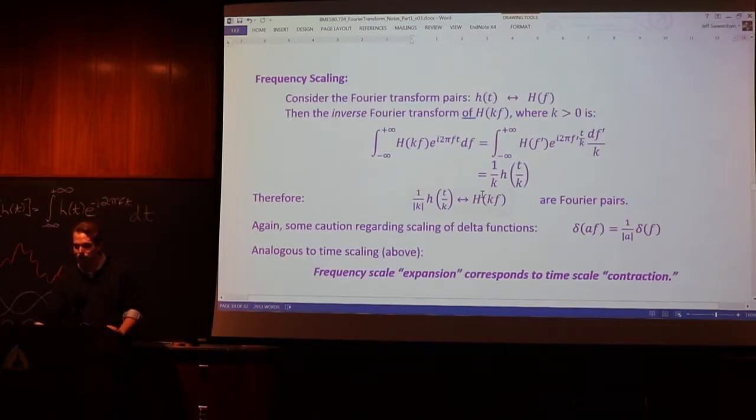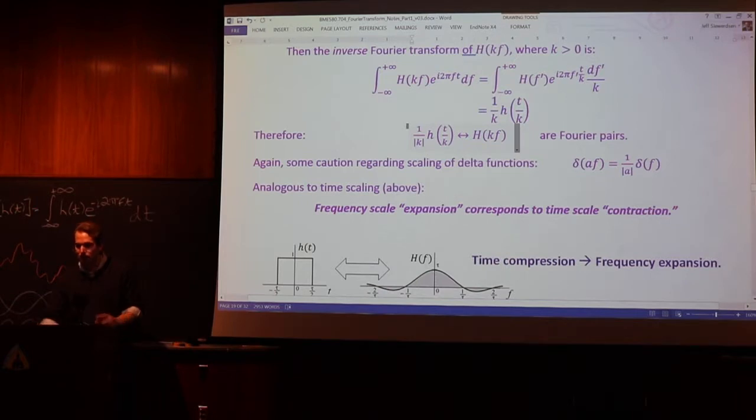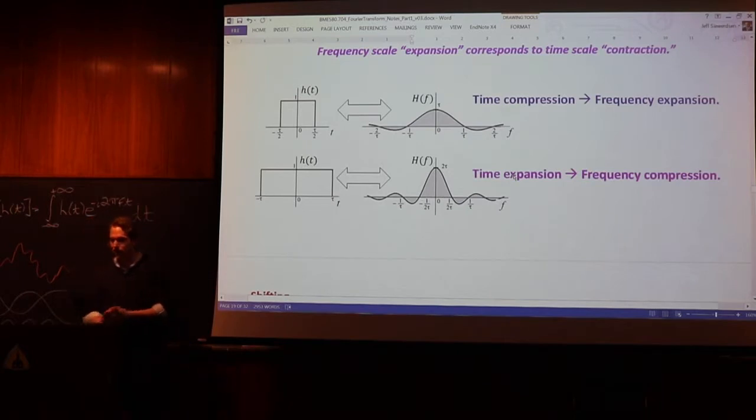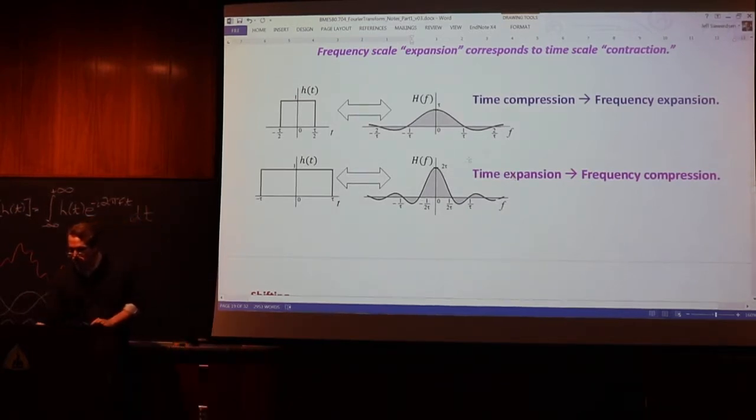It works in reverse. Frequency expansion is time contraction. And there are some diagrams of that with the rect and the sinc. Notice the zeros of that sinc are always 1 over the width of that rect. So you saw this coming too, right? As I expand that rect, we know that the zeros of the sinc go as 1 over that length. So that means that the Fourier transform will compress.